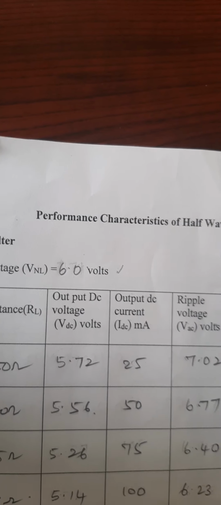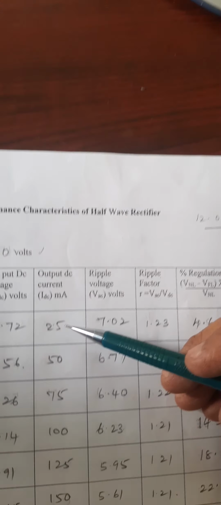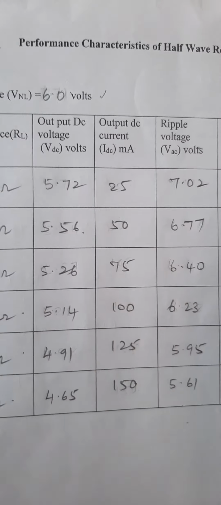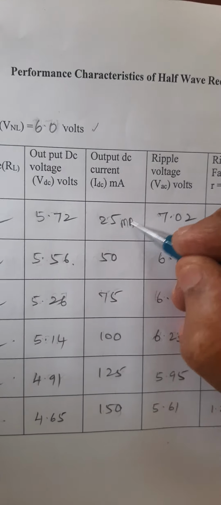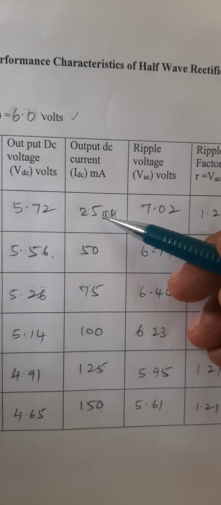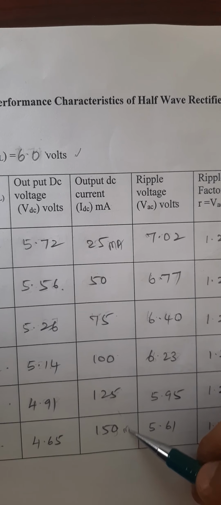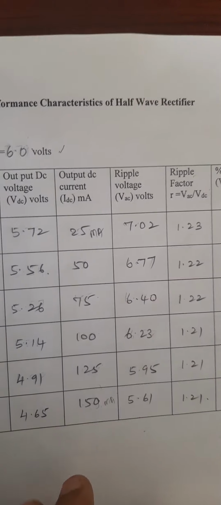Now next, how to take the readings is from 25 to 150 milliamps. So first is 25 milliamps I am going to set, and with regular intervals: 25, 50, 75, 100, 125 and 150 milliamps. So these are the readings I am going to take.